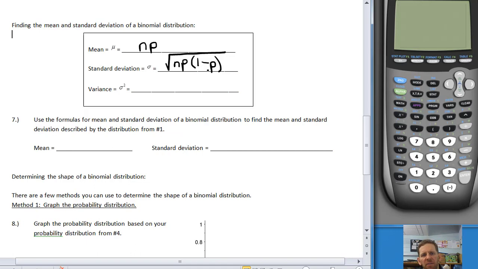Now, if we know the standard deviation, we can square this to get the variance. And if you square a square root, the square and the square root cancel each other out. So the variance is just n times p times 1 minus p.